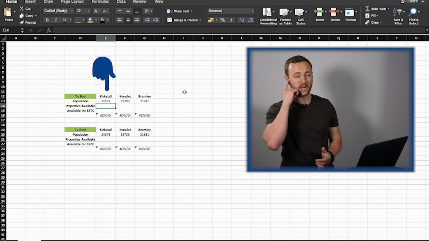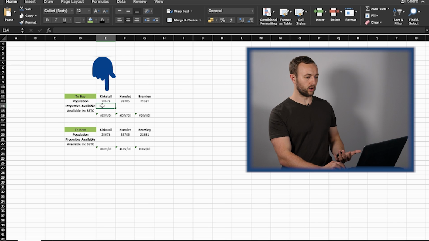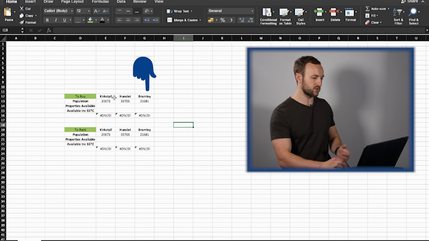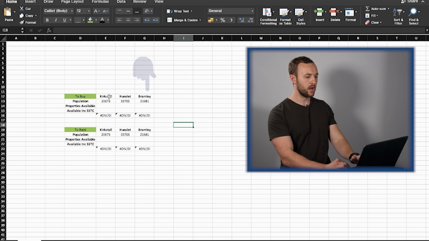Let me jump into these 3 areas right now to give you an idea of what area is going to work best. So what you're going to want to do is just create a basic spreadsheet like this. All I've done is I've got 3 areas, and again, you want to be adding these up to at least 100,000 chimney pots, but I've put these 3 areas just so you can see as an example. And you want 2 sections, to buy and to rent. So we've got Kirkstall, Hunslet and Bramley, which are 3 areas in Leeds.